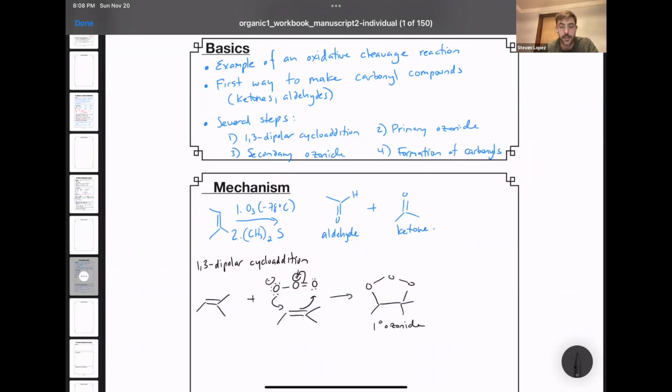Now, when you create this compound here, this is known as a primary ozonide, and the primary ozonide itself is actually pretty unstable. So what happens in the next step is that it rearranges spontaneously, using the lone pair electrons from this oxygen to kick down. It breaks this carbon-carbon bond and forms a carbon-oxygen double bond. And then you break this oxygen-oxygen single bond. And when you do that, you end up with a structure that looks like this.